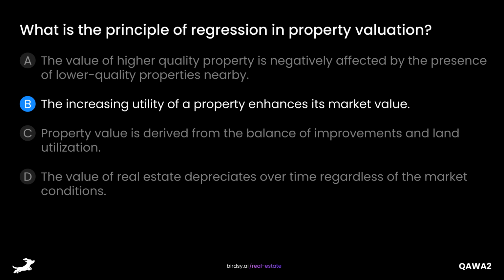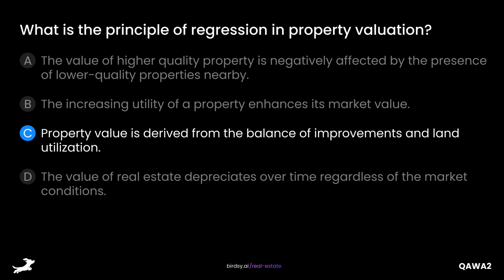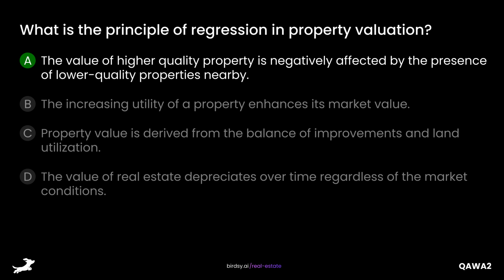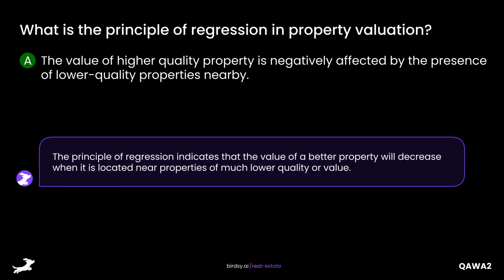B, the increasing utility of a property enhances its market value? C, property value is derived from the balance of improvements and land utilization? Or D, the value of real estate depreciates over time regardless of the market conditions? The answer is A, the value of higher quality property is negatively affected by the presence of lower quality properties nearby. The principle of regression indicates that the value of a better property will decrease when it is located near properties of much lower quality or value.